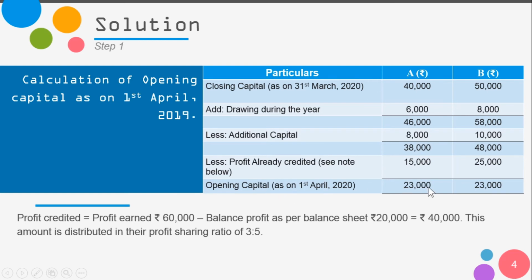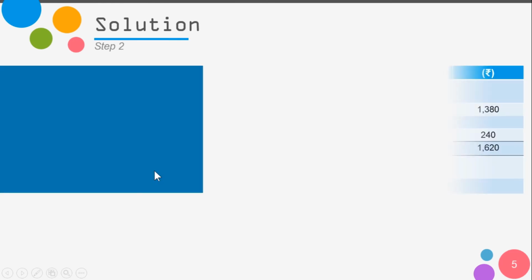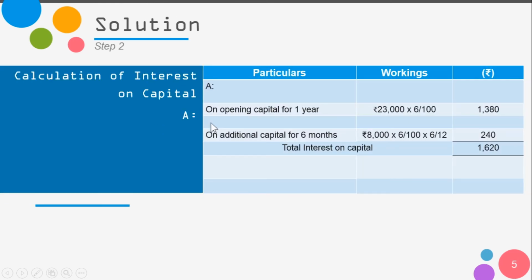After we have calculated the opening capital, we move on to step 2. We calculate the interest on capital. So let's see for A, the interest on capital on 23,000 on the opening capital for 1 year at the rate 6% per annum is 1380, and the additional capital of 8,000 which A introduced on 30th September gives us a 6 months time period at the rate 6% per annum, so 240 is the interest on that. So total interest on capital for A is 1620.